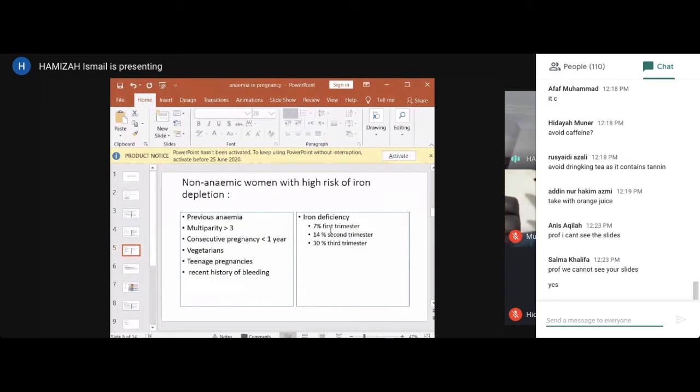Iron deficiency in the first trimester is about 7%, second trimester 14%, and third trimester 30%. So iron consumption is increased by the fetus and placenta actually. These are the risk factors, the non-anemic women with high risk of iron depletion. So these are the mothers that we must do serum ferritin to detect iron deficiency.